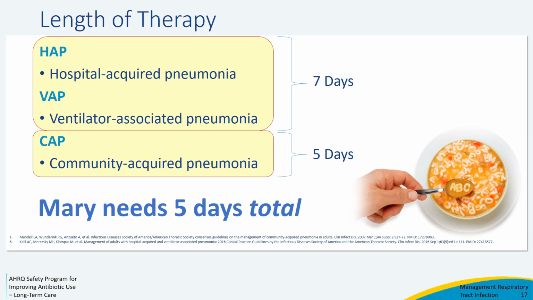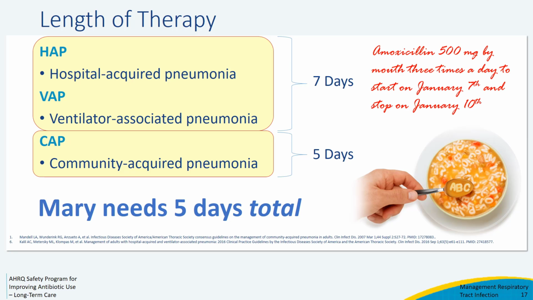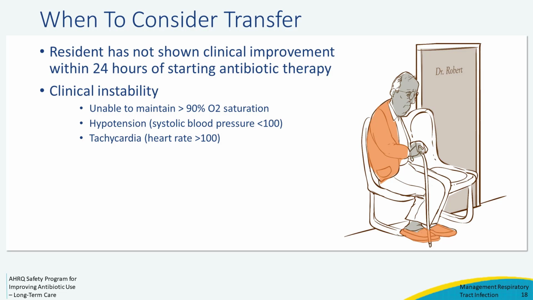Finally, when writing for antibiotics, we recommend you include a calendar-based stop date. So rather than write a prescription for amoxicillin 500 milligrams by mouth 3 times a day for 4 days, instead write for amoxicillin 500 milligrams by mouth 3 times a day to start January 7th and to stop January 10th, which is day 4. While Mary's case looked like it could be treated without transferring her to a hospital, there are some instances where transfer is necessary.